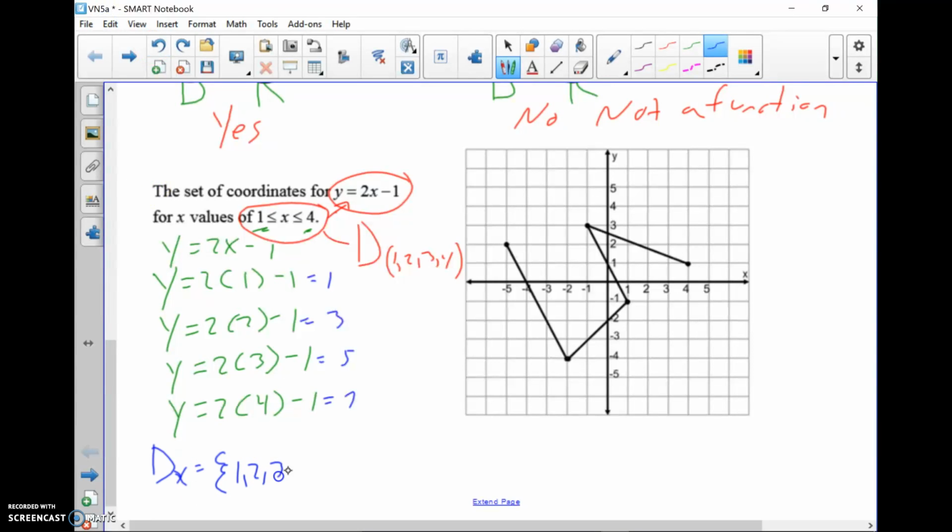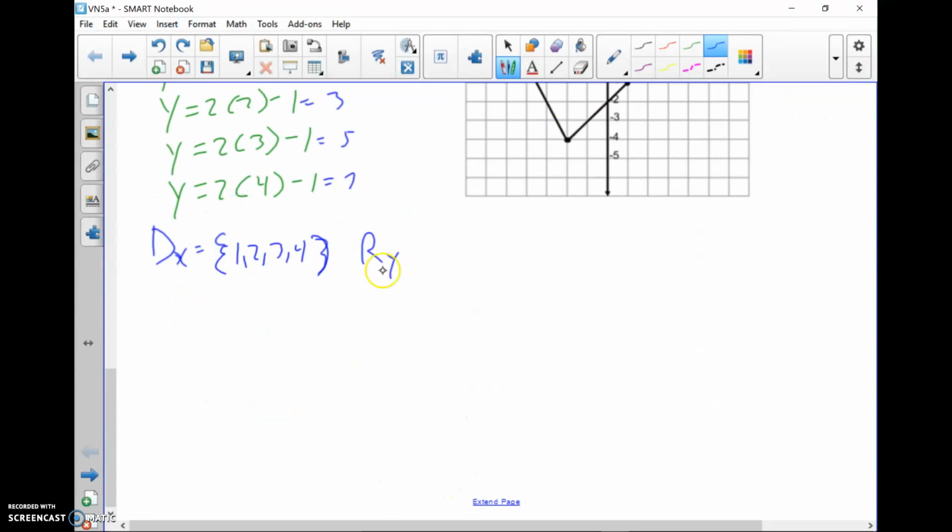1, 2, 3, and 4. I should probably do that with a little squiggly there. My range, extend this page a little bit, my range was the numbers, everything's falling apart here. Oh no, my Y fell apart a little bit too. That's all right, go back.